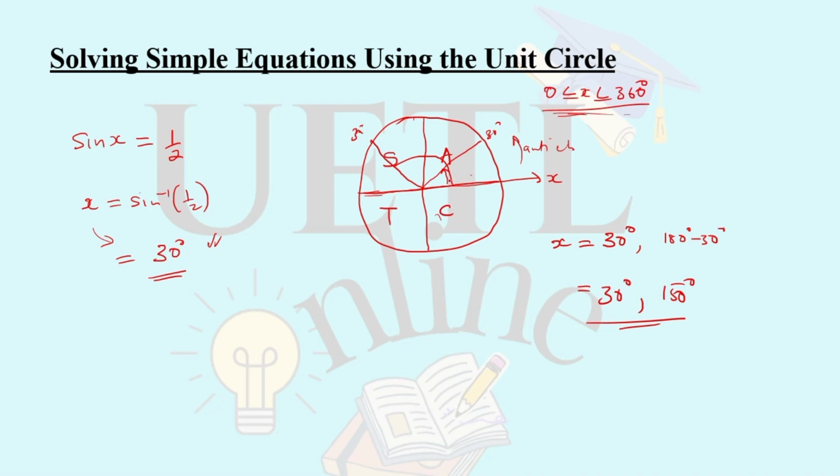Here you can see that it was 30 for the first time. This is the first angle. And here you can see that it was 90 plus 60, and it goes to 150. So this is how we use the unit circle. You can use it on cos, on tan, or on sine.